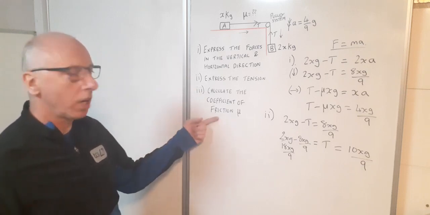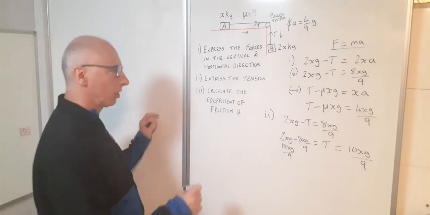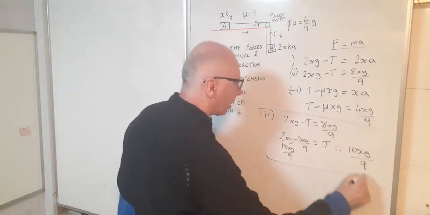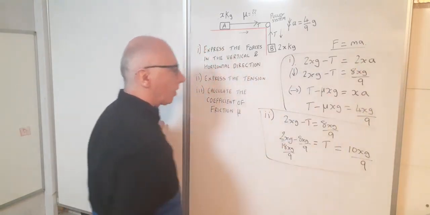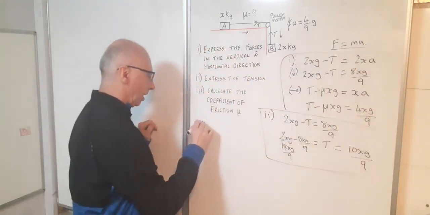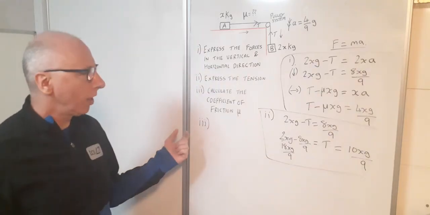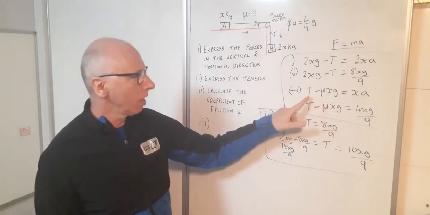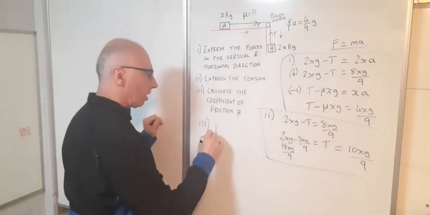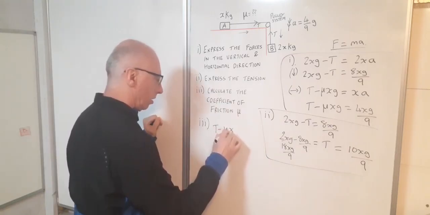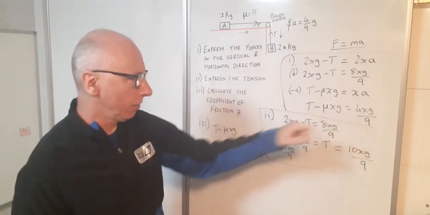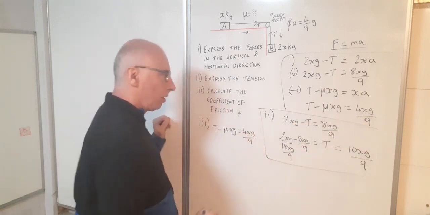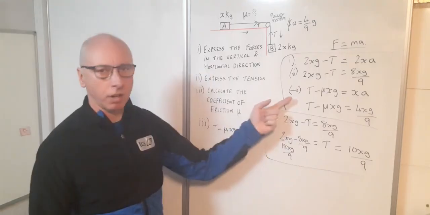Now, last bit, we want to try and calculate our coefficient of friction. So let's do part 3 over here. Let's keep those all separate. That's number 1. Okay, so part 3. So we can use one of our resolving forces here. This is the one with the mu in it, so that's obviously the one we want. We've got T minus mu xg equals 4xg over 9. So that's from our forces resolved in the horizontal direction.